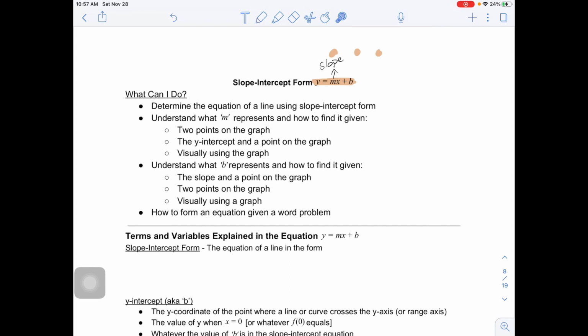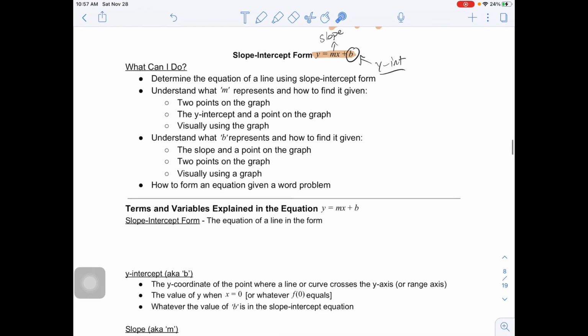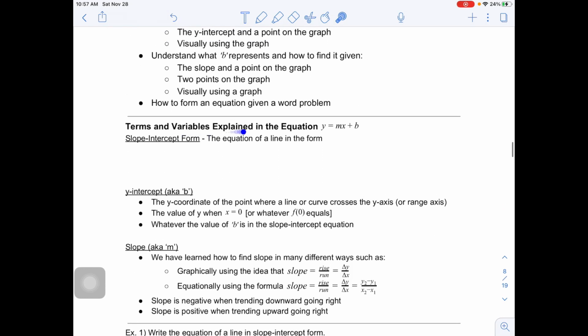Now you also need to figure out what b is. So b is your y-intercept. These are all things that we've already learned about. And now it's just a matter of being able to find this form given different scenarios. We'll go over a bunch of different scenarios, and you can see these scenarios here. Now, terms and variables that we need to explain in this.